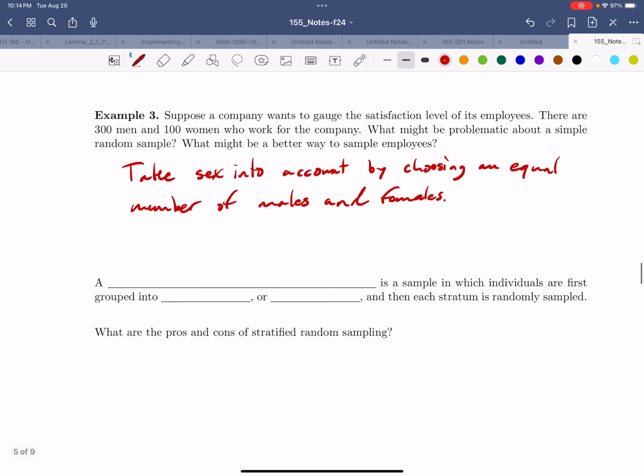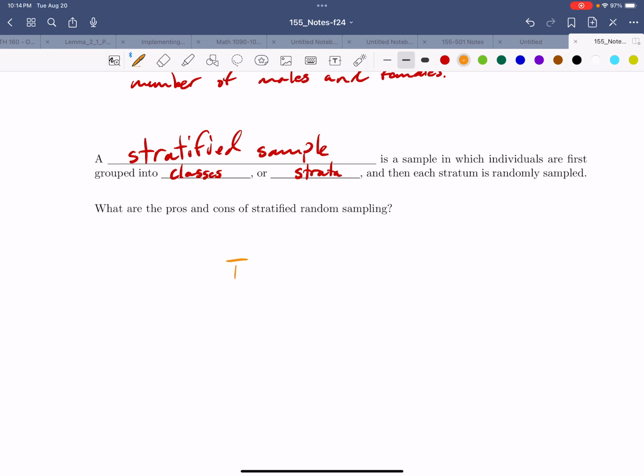Right? So what did we do there? Well, we took the population of workers and we divided them into groups or strata. So we say a stratified sample is a sample where individuals are first grouped into classes or strata, hence the name, and then each stratum is randomly sampled, right? So maybe you put the 300 men over here, 100 women over there, and you sample 50 from each, for example. And again, I will let you think about that.